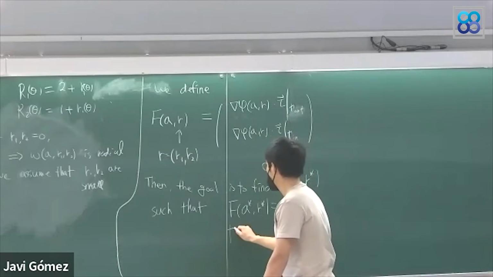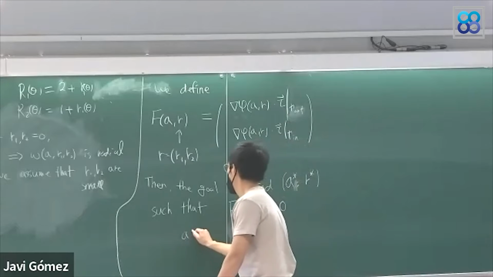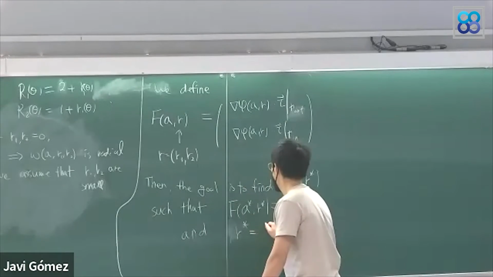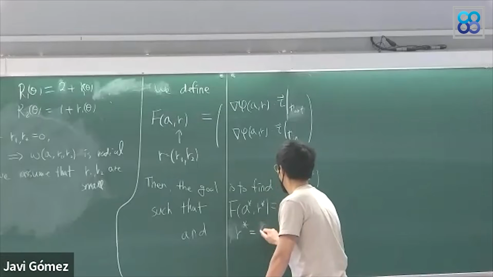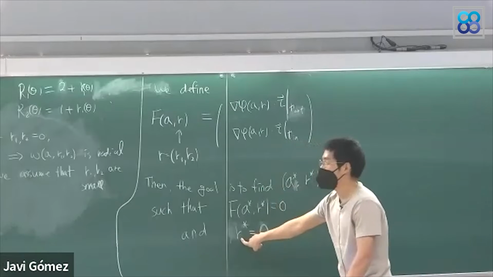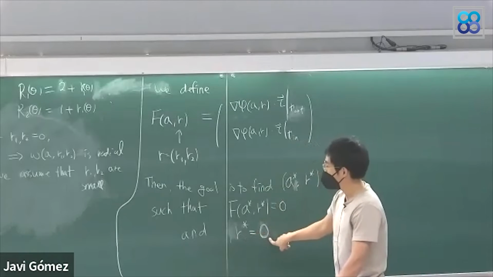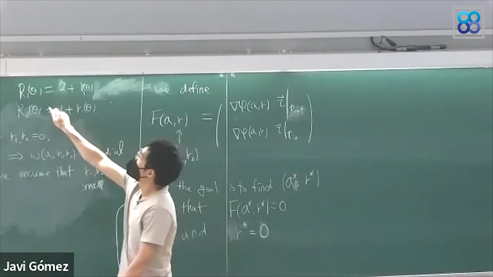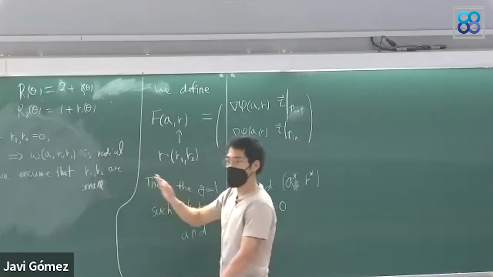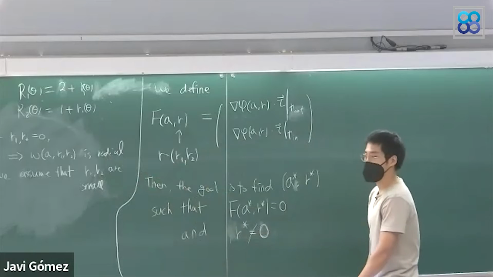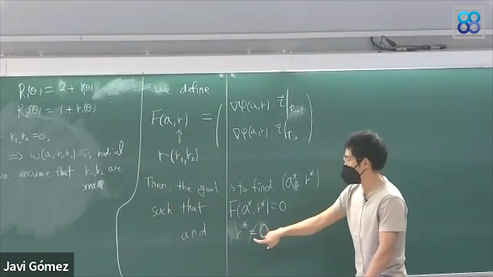And we are looking for a non-trivial solution. So we have to add another condition that the boundary is not trivial. If R star is 0, then the boundaries are just circles. It's a trivial solution, but that's it. So we require the solutions to be non-trivial.